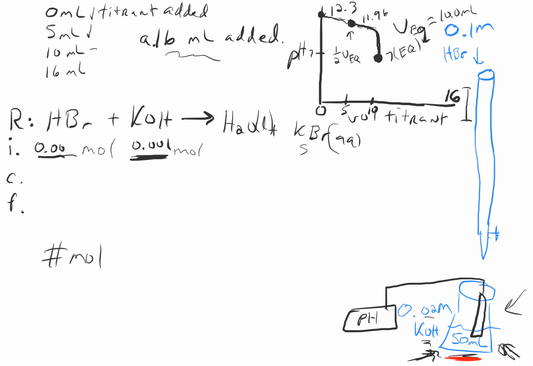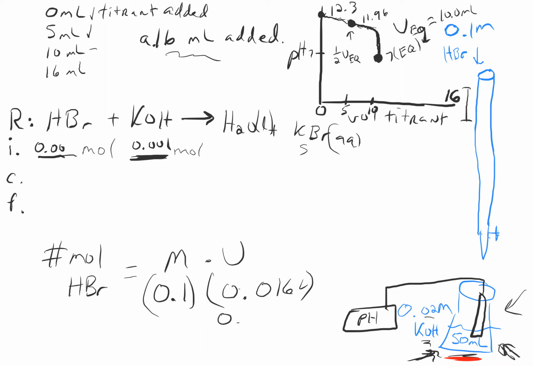The thing that's really changed is the number of moles of HBr. The number of moles of sample hasn't changed at all. Now, the molarity of the HBr has always been 0.1, but that volume keeps increasing, doesn't it? And now we added 16 milliliters, which is 0.016 liters. So if I do the math, I get 0.0016 mole of HBr that's been added. All right, so I put that number in my ICF table, I update it.